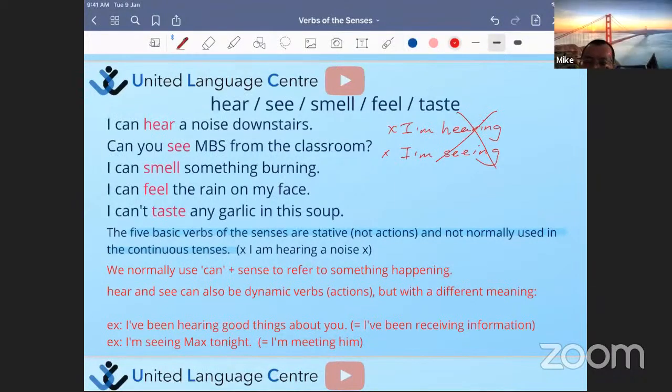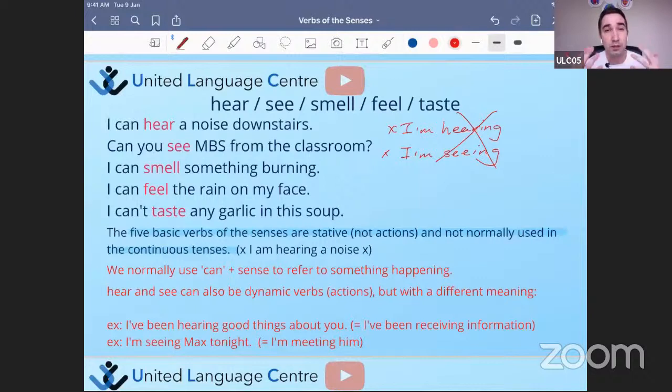There's some baked cookies, right? I'm smelling the cookie, right? It's continuous, it's long, I'm doing that, but right, I can smell something, just means my feeling. I'm not trying to do it, I'm not actively doing it, so we don't use verb ing. Okay.